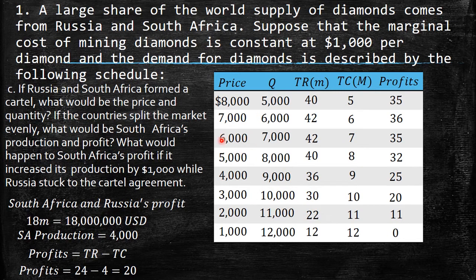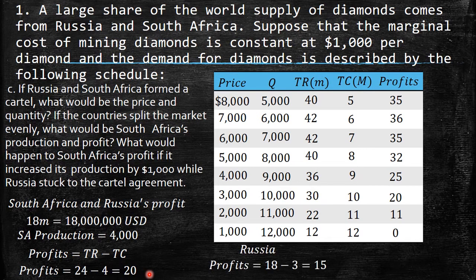4,000 times 6,000, so the total revenue of South Africa should be 24, and the cost of that should be 4. Remember that the average total cost is 1,000. So then multiply by the quantities produced, which is 4,000. So the cost should be 4. This is expressed in millions. So the profits of South Africa should be 20.